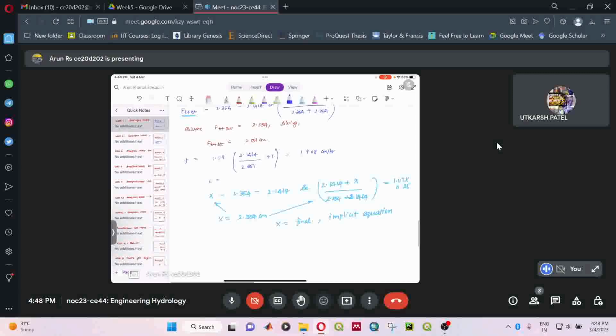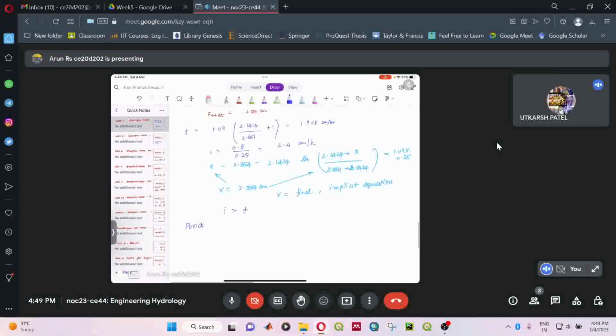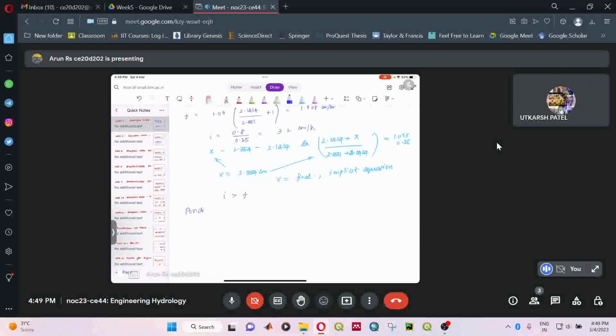Here the rainfall intensity is 0.8 divided by 0.25, that is 3.2 centimeter per hour, multiplied by 4. So here also i is greater than f, and ponding occurs.